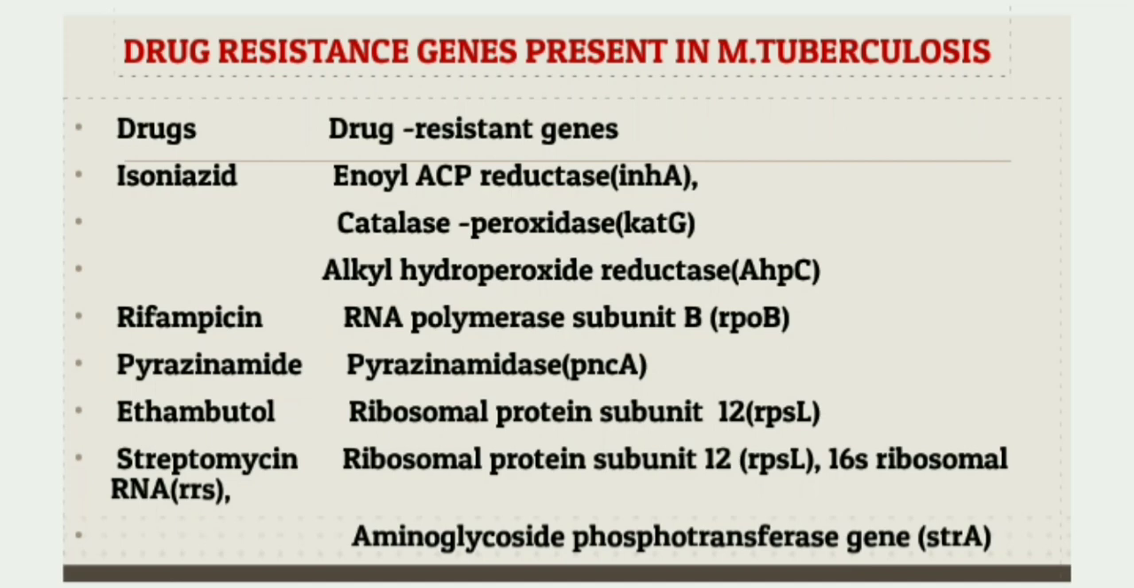The Bactec MGIT and the proportion method are the popular phenotypic methods, and there are some other less popular phenotypic methods, which include the absolute concentration method and the resistance ratio method.